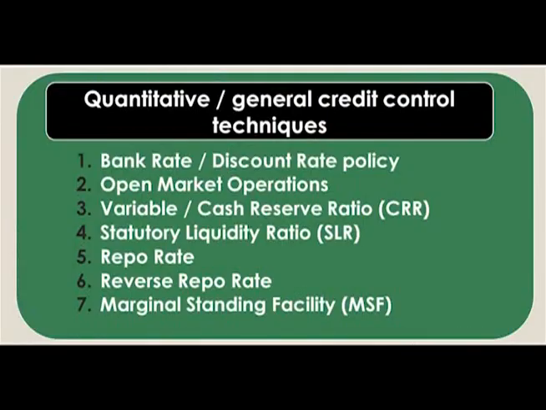Okay. And what are the major instruments that come under quantitative credit control techniques or general credit control techniques? Please understand. The instruments, measures or techniques that come under quantitative credit control techniques: bank rate, also known as discount rate; CRR, cash reserve ratio, sometimes known as variable reserve ratio; another popular technique is SLR, statutory liquidity ratio; open market operations, repo rate, reverse repo rate, and MSF.